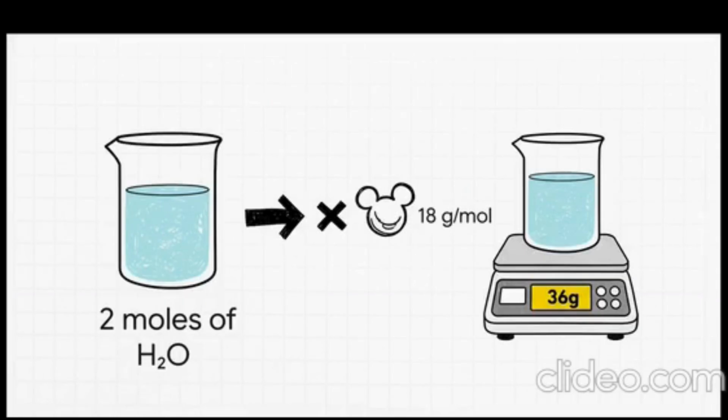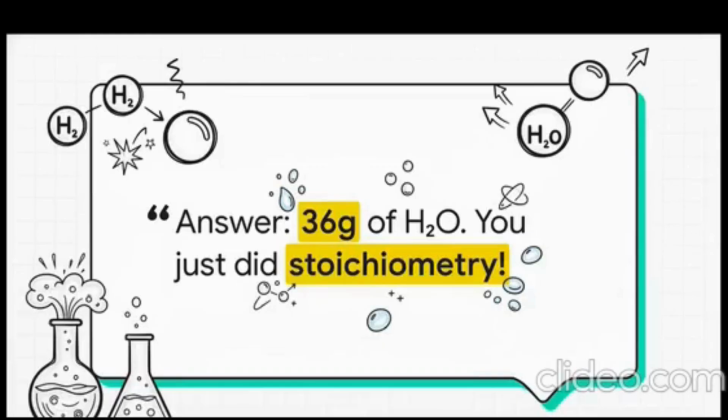And finally, for our grand finale, step 3. We need to convert our 2 moles of water back into a mass we can actually weigh. The molar mass of water is about 18 grams per mole. So we take our 2 moles, multiply by 18, and that gives us our final answer. And there it is, 36 grams of water, all from just 4 grams of hydrogen. And just like that, you have successfully used a chemical recipe to figure out exactly how much you can make.